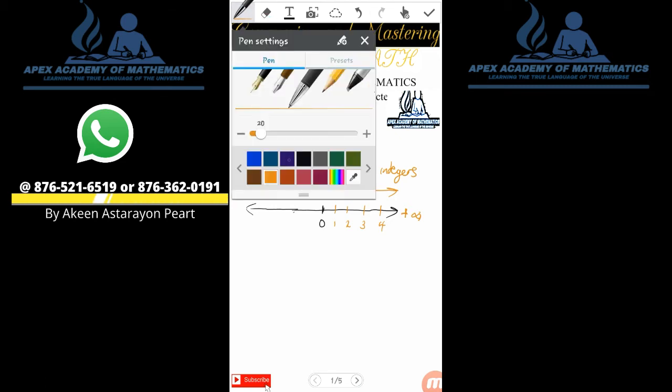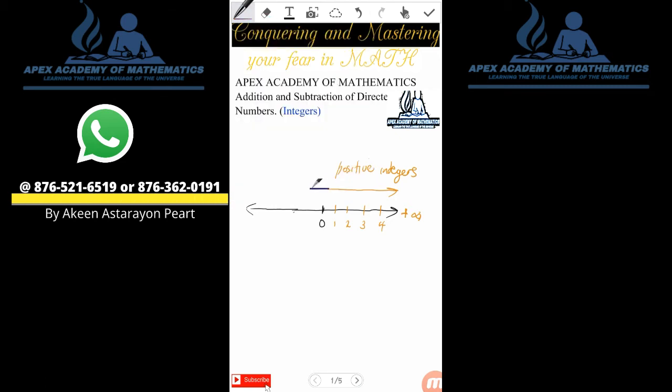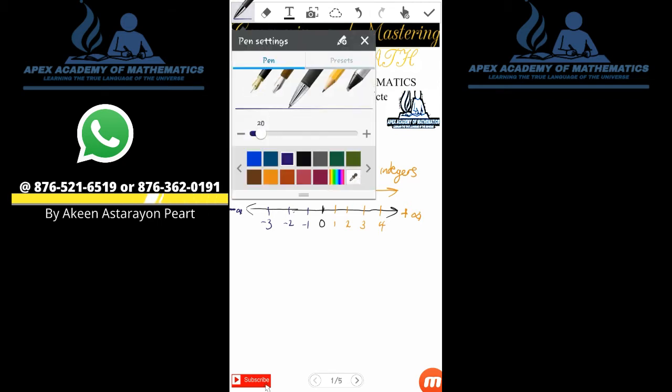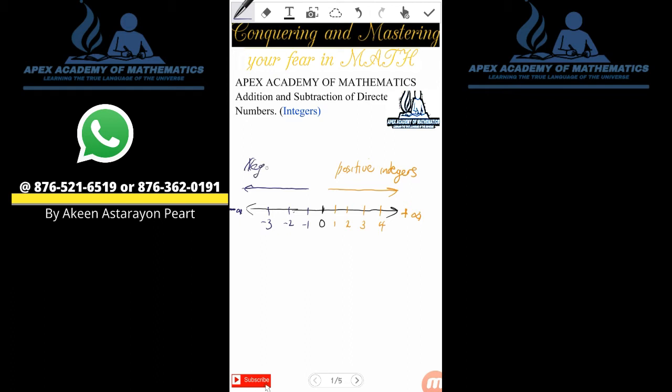all the way in the direction of positive infinity. But on this side, we're going to be finding numbers like -1, -2, -3, and so on. So we go in the direction of negative infinity. That's the direction that we're going in. Now 0 is what I would, let me just write this word here for you. Negative integers.